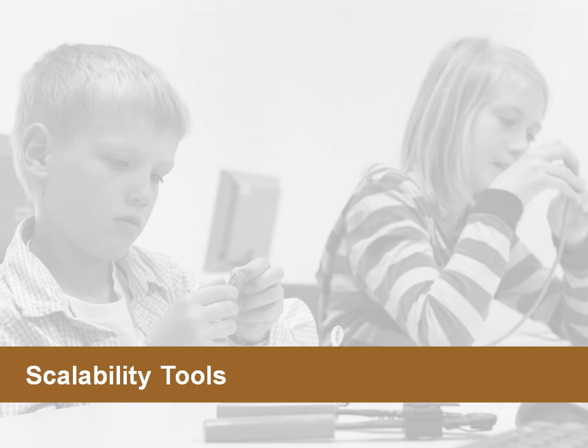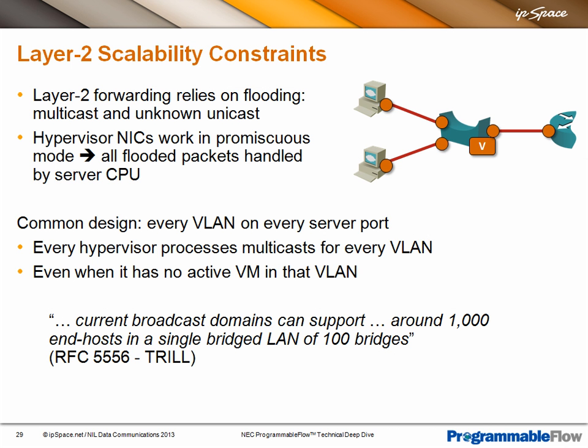You know that Layer 2 networks have serious scalability constraints. And it's not just the spanning tree. We're not discussing spanning tree here. The problem is that Layer 2 forwarding relies on flooding of multicasts and unknown unicasts. And because the hypervisors, particularly if you work in a virtualized environment, have to put their physical NICs in promiscuous mode, all the hypervisors will get all the flooded packets, so you will burn the hypervisor CPU.